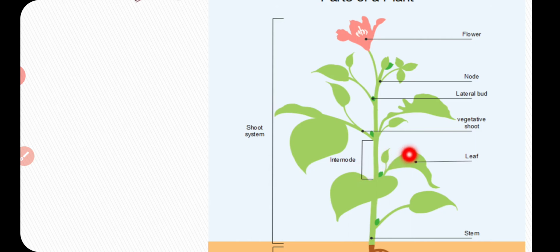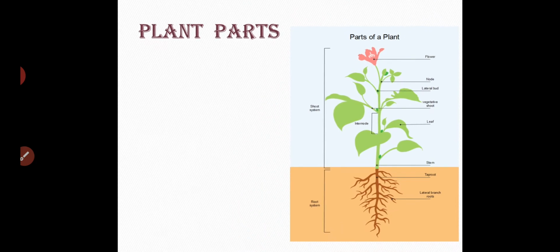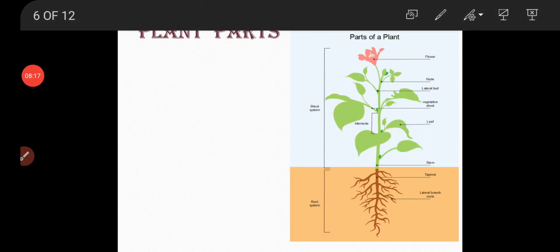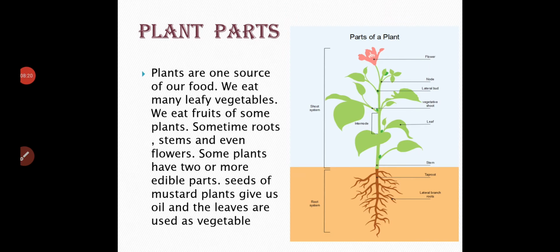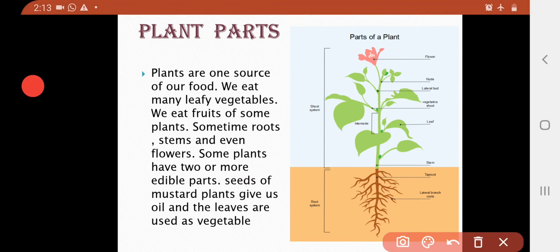So leaf you are already familiar with. Then flower, we may have seeds, then we may have fruits, right? Then what will the plant say? It will say that plants are one source of our food. We eat many leafy vegetables, we eat fruits of some plants, sometimes roots, stems, and even flowers. Some plants have two or more edible parts. So, edible parts means what? Edible parts mean the parts of a plant which we can eat.